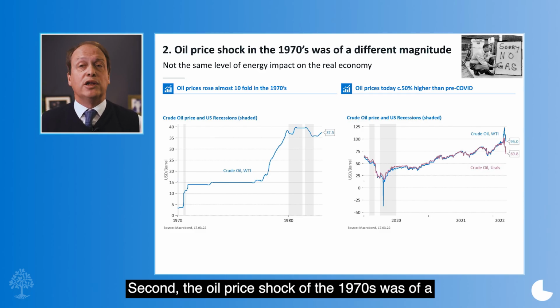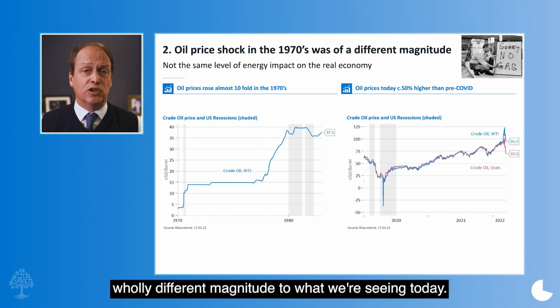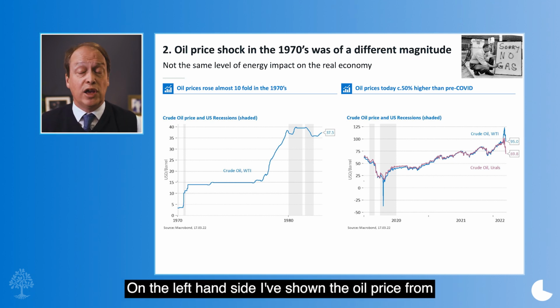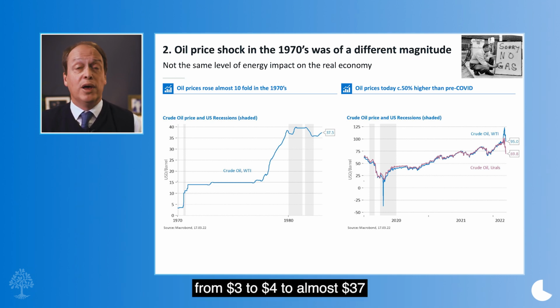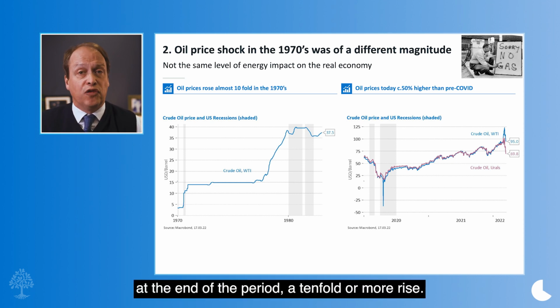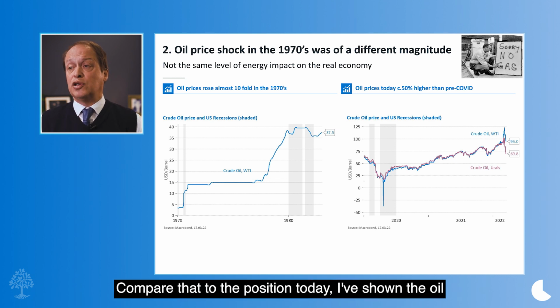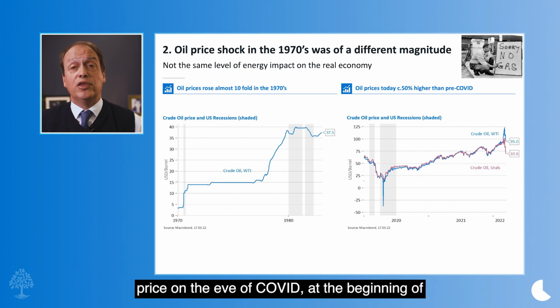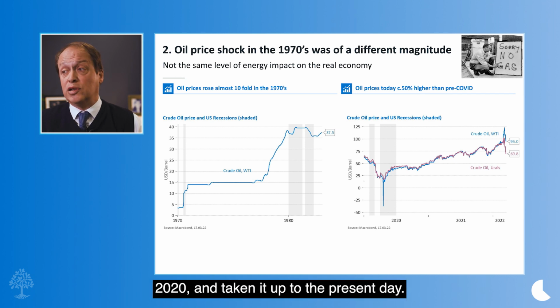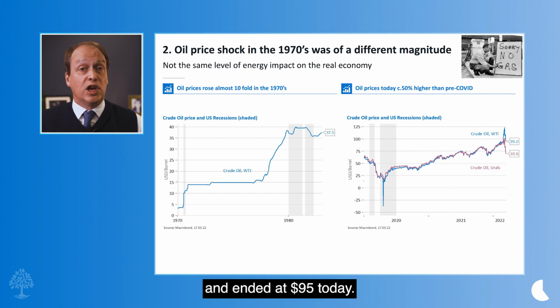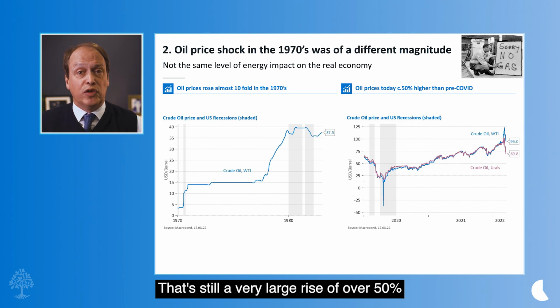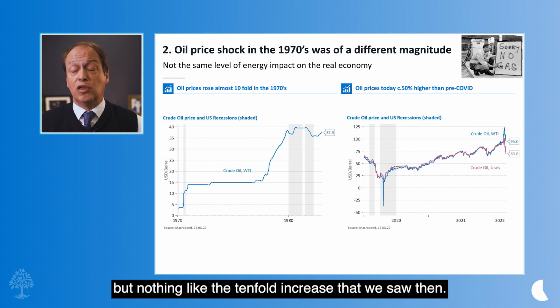Second, the oil price shock of the 1970s was of a wholly different magnitude to what we're seeing today. In the left-hand slide, I've shown the oil price from 1970 to 1982, rising from $3 to $4 to almost $37 at the end of the period, a tenfold or more rise. Compare that to the position today. I've shown the oil price on the eve of COVID at the beginning of 2020 and taken it up to the present day. Oil was about $65 at the beginning of the period and ended at $95 today. That's still a very large rise of over 50%, but nothing like the tenfold increase that we saw then.